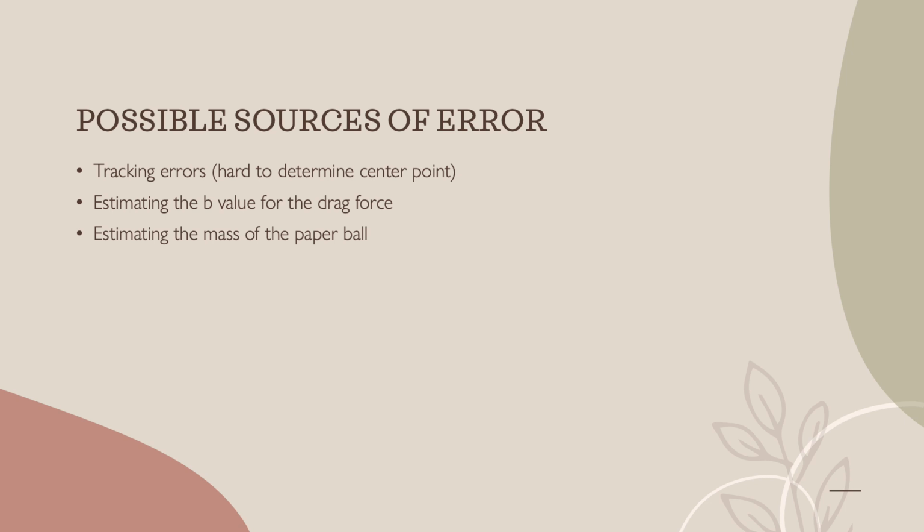Possible sources of error for this include tracking errors when we actually tracked our experimental data, because you have to manually click the center point. So that could be a reason why the graphs don't exactly match up. Then also we did have to estimate the B value for the drag force, and we also had to estimate the mass of the paper ball because we just looked up the mass of paper. We didn't actually use a scale to measure it.